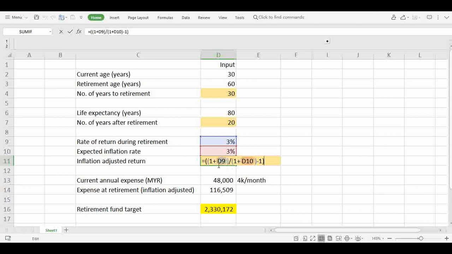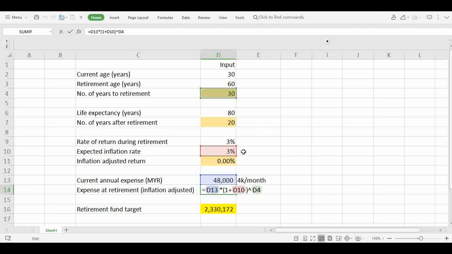Okay, so this is the current annual expense that you have. In this example, I'm assuming 4K per month. That would be 48K per year. And this is the computation of your annual expense that is expected at retirement after adjusting for the inflation every year.